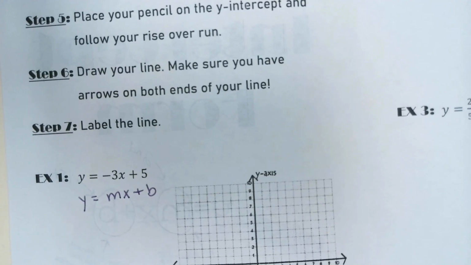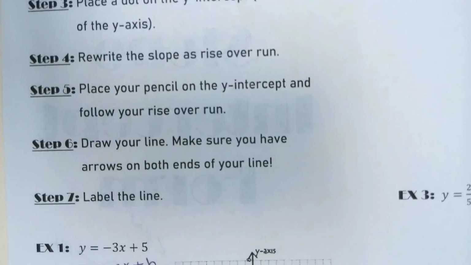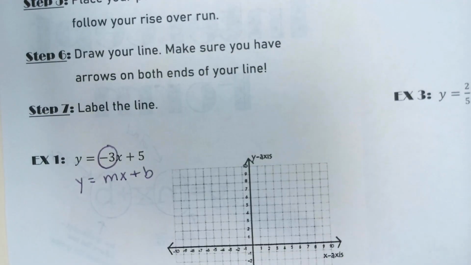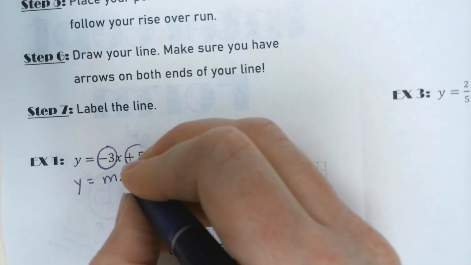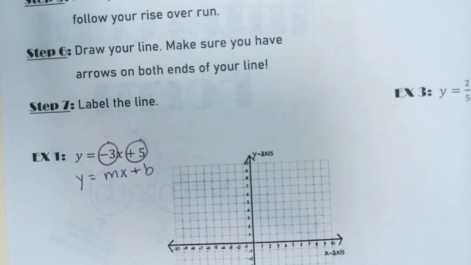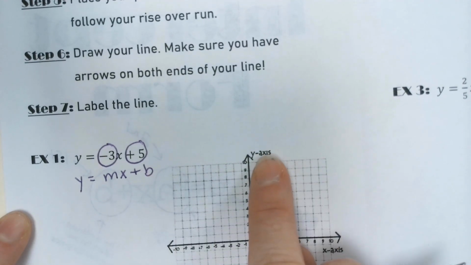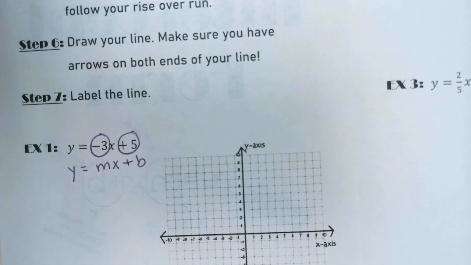Step 2, circle the m and the y-intercept. So circle the m. And circle the b, the y-intercept. Keep the sign with it. And we are going to place a dot on the y-intercept. So b is our y-intercept. We're going to go to the y-axis and place a dot on the y-axis at that number.